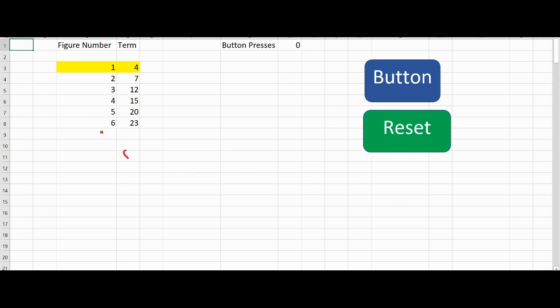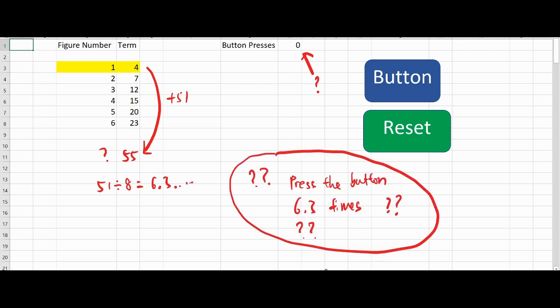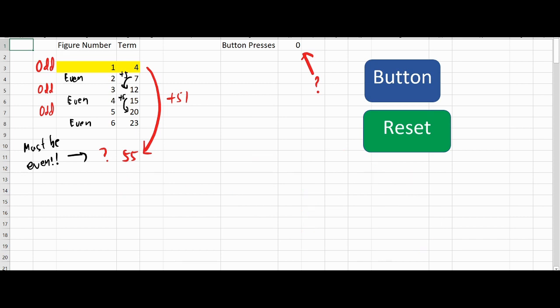What if the term is 55? We have to add 51 to 4 to get 55. To figure out the number of times we have to press the button, we take 51 divided by 8, but this gives us a remainder. Why does this happen? Remember that we can only get to the odd rows by pressing the button. This means that we must be on an even row. So let's get to the next row, which must be an odd row. If you are on an even row, you have to add 5 to get to the next row. So the term for the next row must be 60.